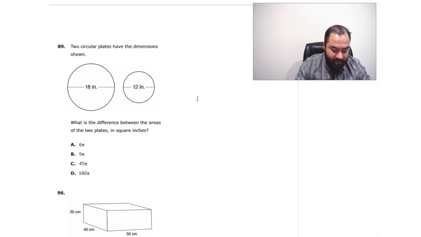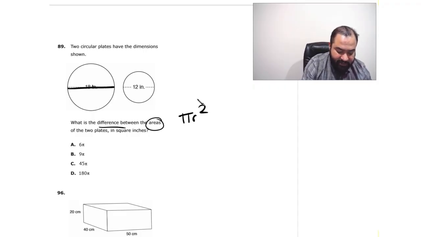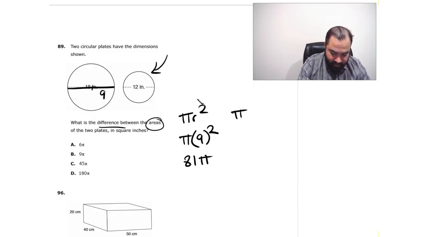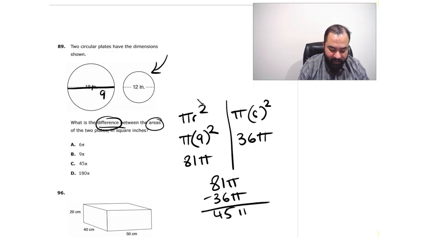All right, then we have circle. They said, what is the difference between the areas of the 2 circles? You already know how to find area of a circle. Pi times r squared. So if diameter is 18, guys, what is the radius? 9. So what must have been the area? Pi times 9 squared. That's 81 pi. How do you find the area of this baby circle? The radius is 6. So pi times 6 squared. So that's 36 pi. And they said, what is the difference? Difference means subtraction. So you do 81 pi minus 36 pi. I believe that's 45 pi.